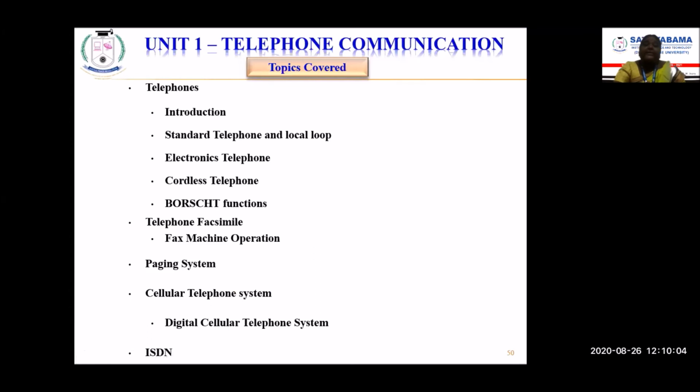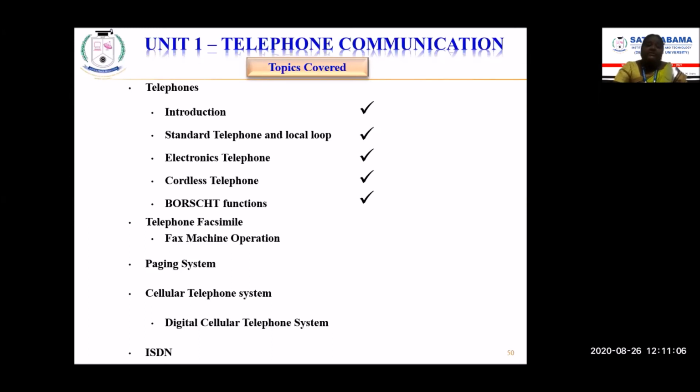Next, we will have a quick recap of the topics covered as part of unit number 1 of the subject, Communication Systems. We had the introduction about telephones, the basics of the telephone system, and we learned in detail about the internal circuitry and components of a standard telephone and the local loop. Then we moved to the electronic telephone and its internal circuitry and components, and the different functionalities of each component. Next, we started with cordless telephones and the different frequency allocations for them. That also we have learned. And in the previous class, we learned in detail about the BORSCHT functions of the telephone communication.